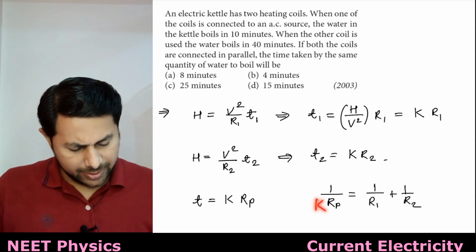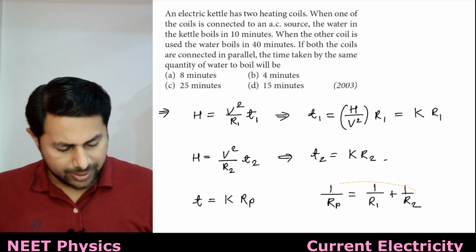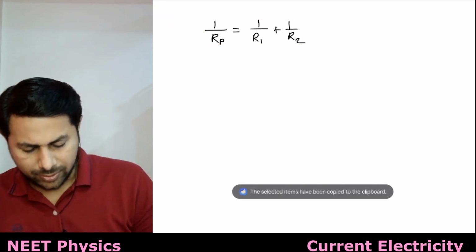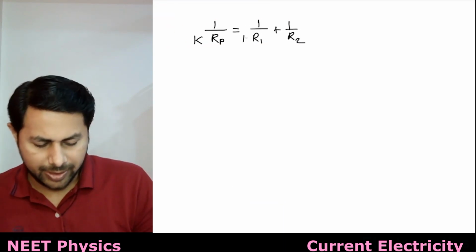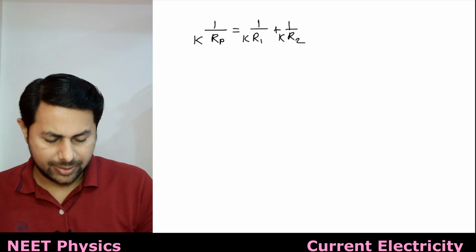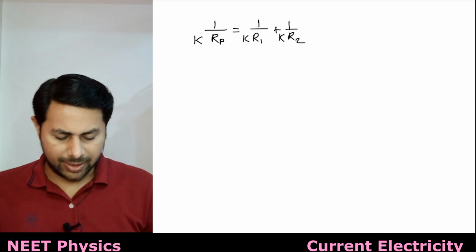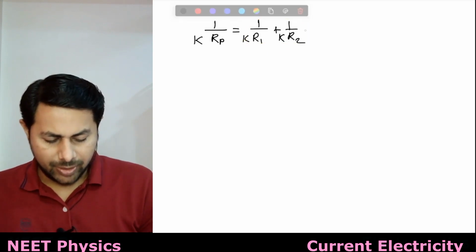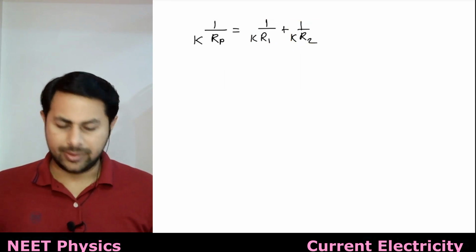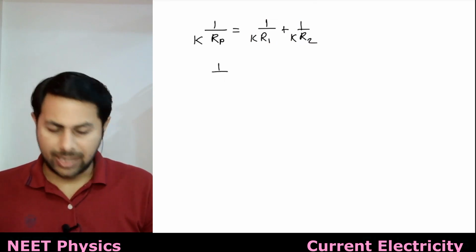Okay, and we can multiply this whole equation by k everywhere, right? So 1 by K times Rp is equal to 1 by K times R1 plus 1 by K times R2. Why? Because we wanted to compare the time taken in these three cases. Okay. So K times Rp is time taken in third case.